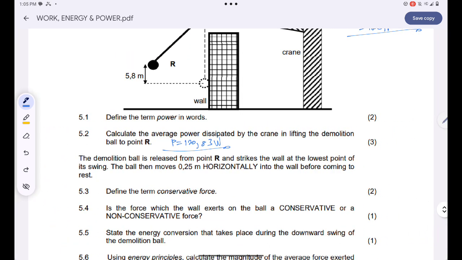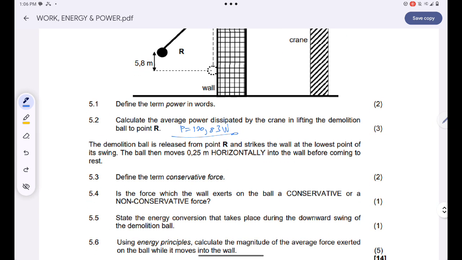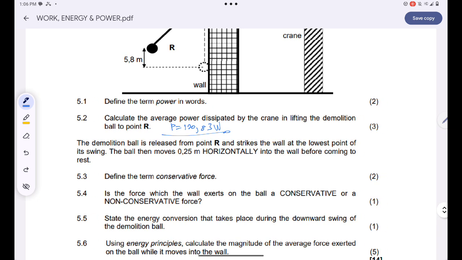Then I'm told that the demolition ball is released from point R and strikes the wall at the lowest point of its swing. The ball then moves 0.5 meters horizontally into the wall before coming to rest. The first thing they want us to do is to define the term conservative force.